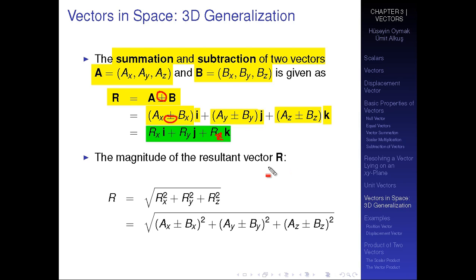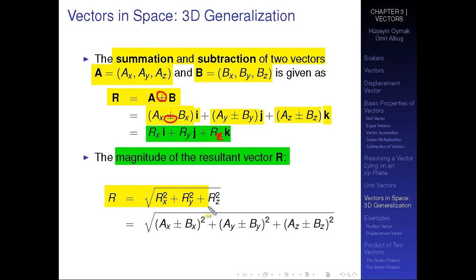Then the magnitude of the resultant vector R is obtained to be R equals square root of rx square plus ry square plus rz square. Or in terms of the components of A and B, we write square root of (ax plus or minus bx) squared plus (ay plus or minus by) squared plus (az plus or minus bz) squared.